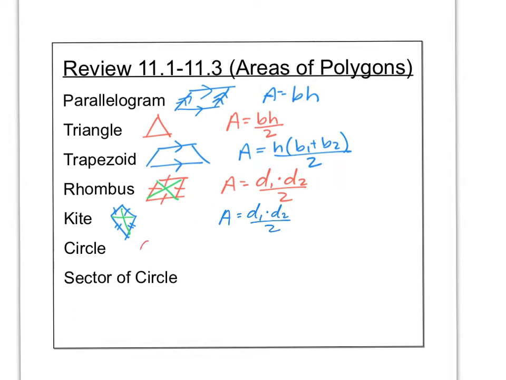Next we have a circle, and to find the area of a circle, you take pi r squared. And lastly, we have a sector of a circle, which is kind of like a piece of pie, a shaded part of the circle. For that, the area is x over 360 times pi r squared. And remember, x is the degrees of that angle in that sector.